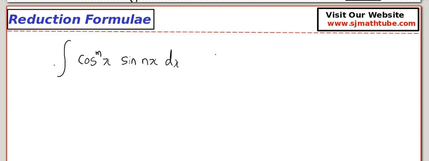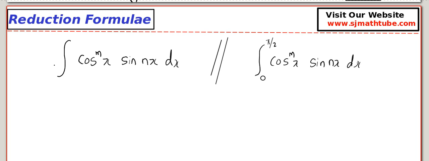Okay, and there is one more question. Hence evaluate the integral from 0 to pi by 2 of cos to the power m x sin n x dx. Okay, so let's give it a try.